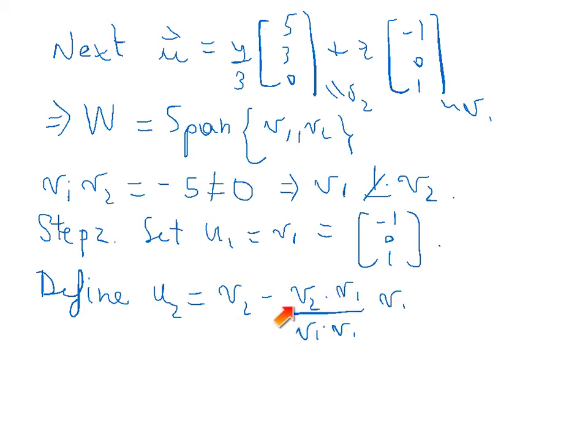Now we know that by definition v2 can be decomposed as the sum of two perpendicular vectors, or perhaps by definition of the projection, right? We know that is true.